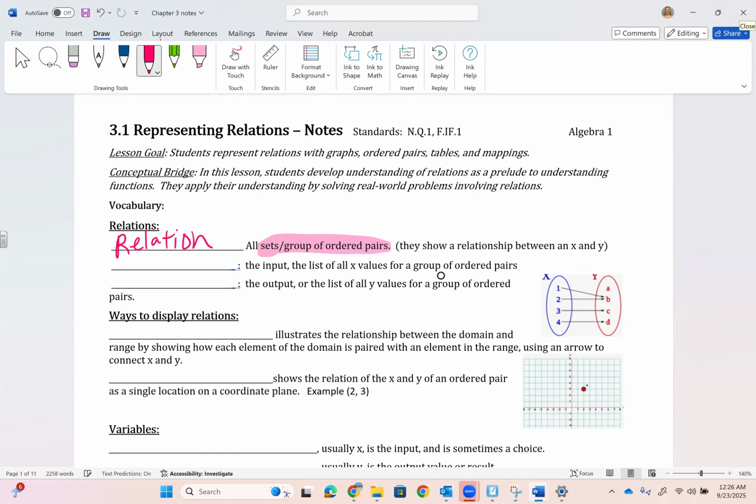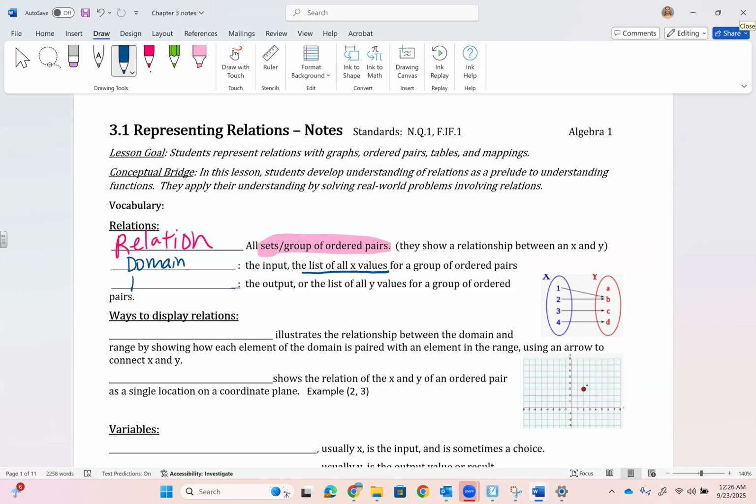And then secondly, the input values are called the domain, and you list them. Okay. Hopefully, there's not too many. If there are too many, I'll show you a way that you can kind of describe them.